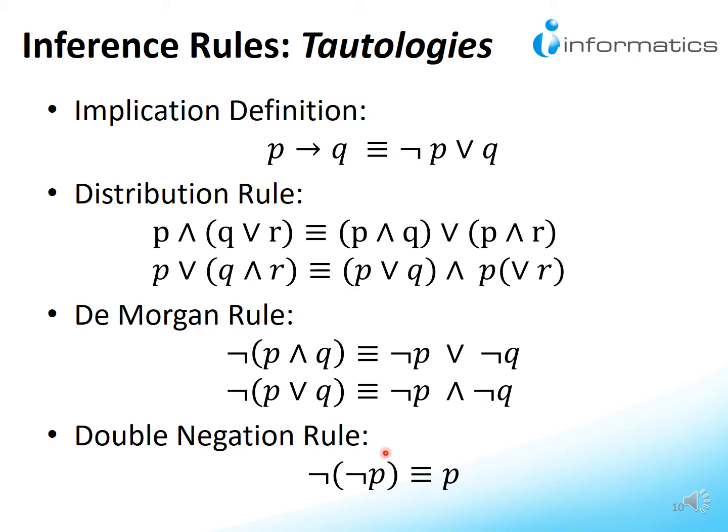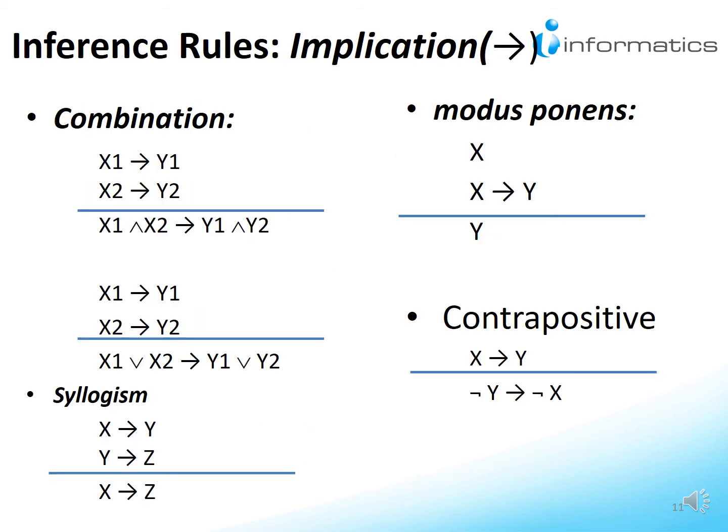Double negation rule. Not not P can always be replaced by P. The two negation operators will cancel.